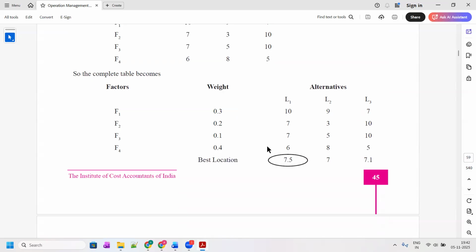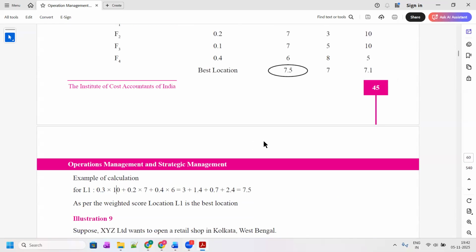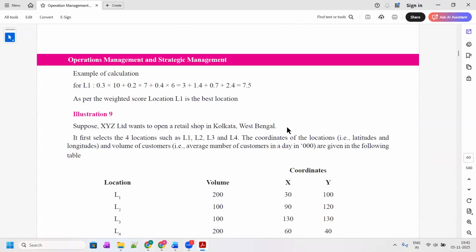Then we took the product of the weight with the rating they have given, and with that you can figure out which is the best location. It's just an idea given to you. The location which has the maximum value is considered the best location. So they calculated the weighted score, the rating with the weight, for each location, and the location with the highest value is the best location.